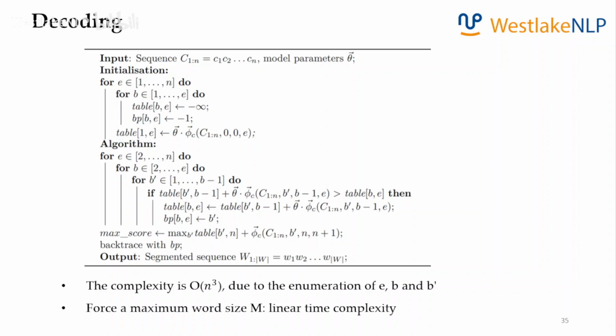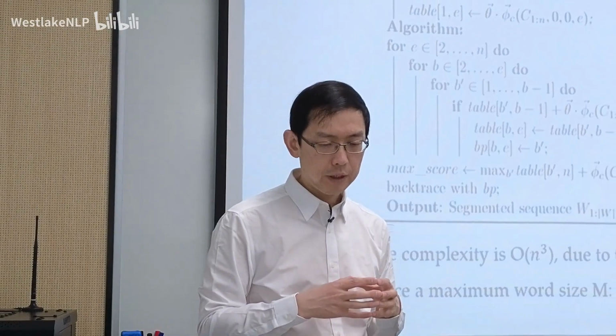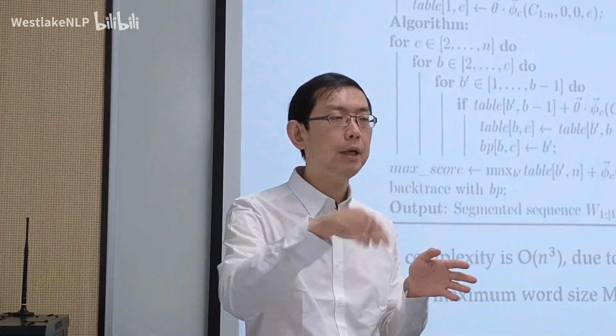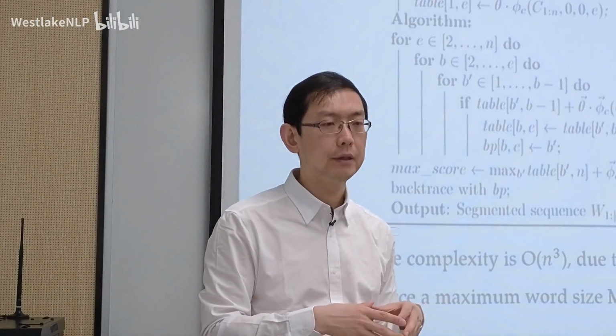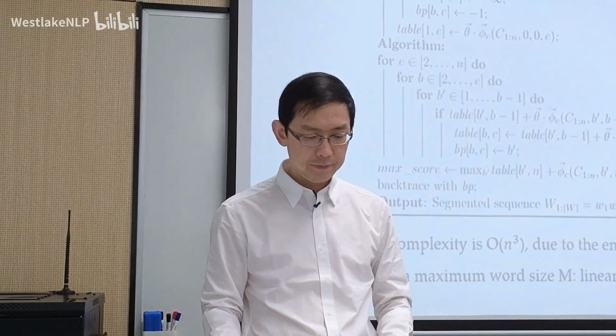How do you reduce cubic runtime complexity to linear runtime complexity? There's one trick, which I wrote. If you constrain that the output word size is at most m characters, your algorithm becomes linear. You can easily prove it. Okay, I skip it. This is the decoding for semi-CRF, which is also the same as the decoding for Perceptron and SVM, so I will not repeat this decoder for the other two models.